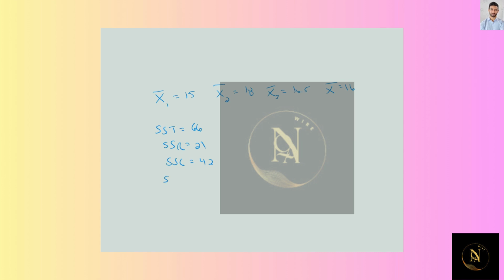The error sum of squares is 3. The total degrees of freedom would be 12 minus 1, or 11. The degrees of freedom for the rows is 3 minus 1, or 2. The degrees of freedom for the columns is 4 minus 1, or 3. And the degrees of freedom for the errors would be 3 minus 1 times 4 minus 1, or 2 times 3, which is 6.